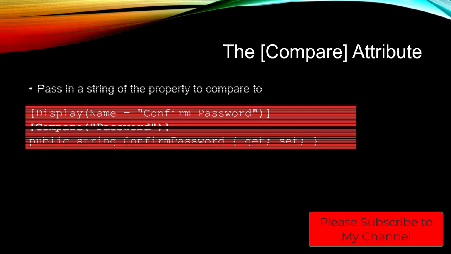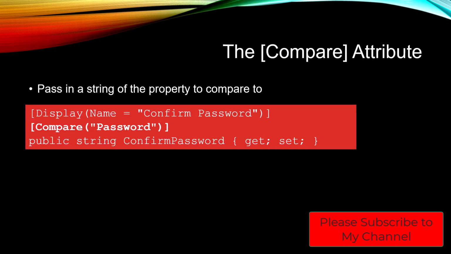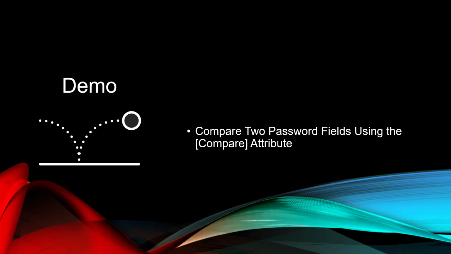So the compare attribute is where you pass in a string of the property that you wish to compare to. So for example, let's say we had a public string password, and then we have here a public string confirm password property. You can now see the compare attribute there in bold that says compare against the password property. So what it does is just ensures that those two values are exactly the same. Let's take a look at comparing two password fields using the compare attribute.